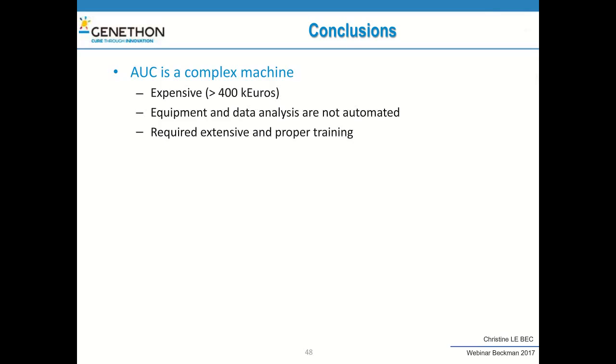In conclusion, the AUC is a complex machine. It's somewhat expensive, more than 400,000 euros. The equipment and data analysis are not automated, and it requires extensive and proper training.